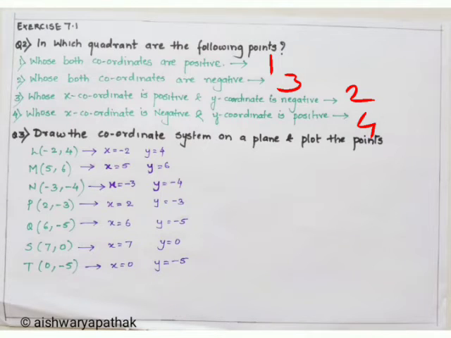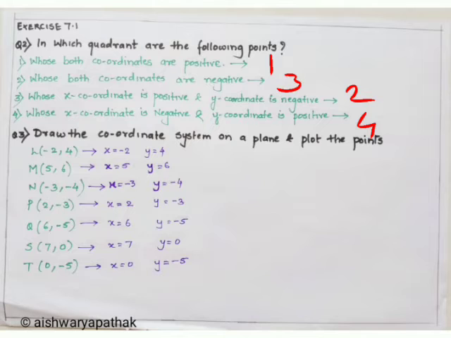Okay, here we are solving exercise 7.1. I have directly solved question number 2 because question number 1 is the same as the example we have solved earlier, just now. So it is the same as the solved example, and question number 1 is the same. Here I have directly solved question number 2.